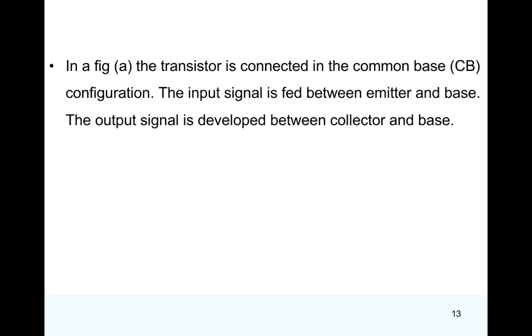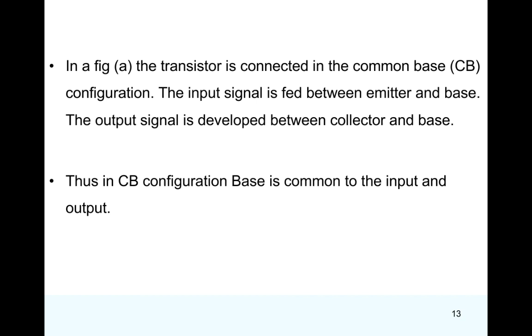These are the output configurations. So the transistor is connected in common base configuration. The input signal is fed between emitter and base. The output signal is developed between collector and base. Thus in common base configuration, base is common to both input and output.